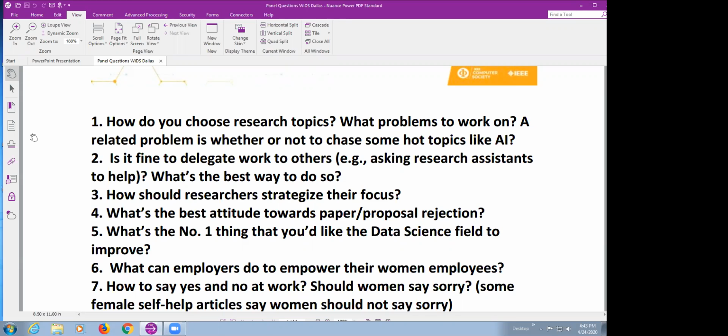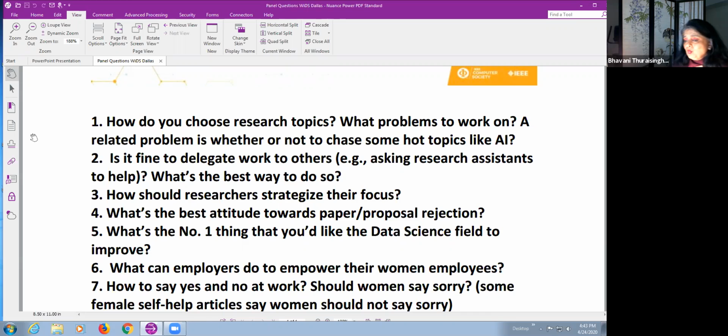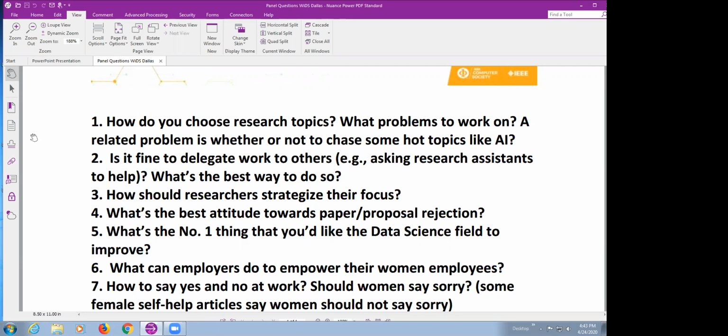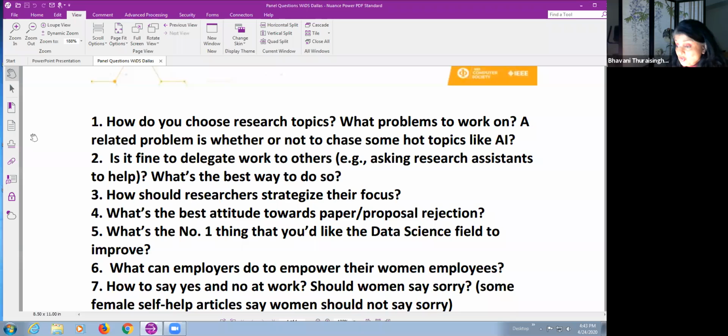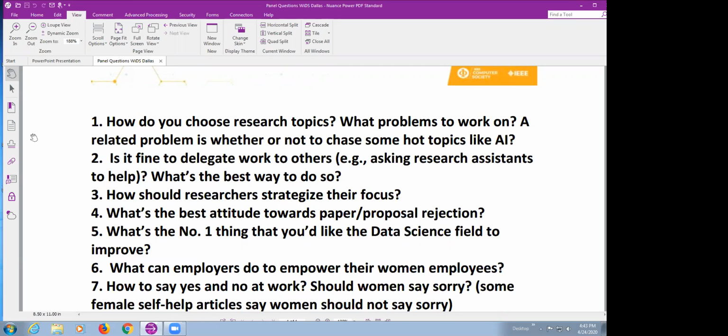And Karuna, what do you think about that? How should researchers, now you are, I wouldn't call you a junior researcher, so hopefully, I'm sure you'll be an associate professor soon. So you're going to be more like a mid-level researcher. So what do you think? How should someone strategize their focus?